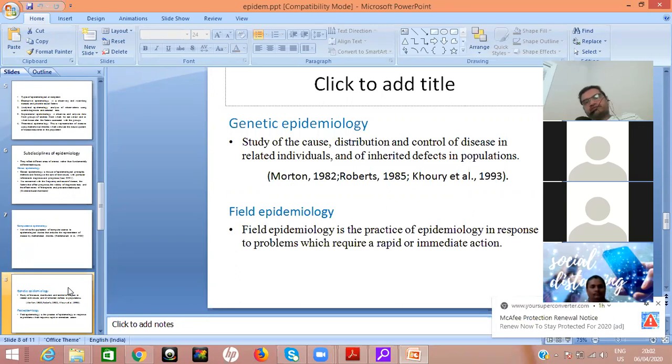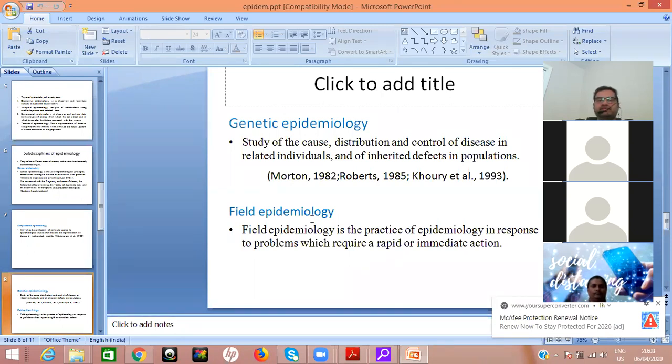Now, another term used is genetic epidemiology. Genetic epidemiology is simply where genetics comes into role. What does it mean? It means the relevance of a particular gene pool in the distribution of a particular disease. For example, if there is some inherited defect in a particular population, and that defective population is getting more disease, that means the genetics or the genes are responsible for the occurrence of a particular disease.